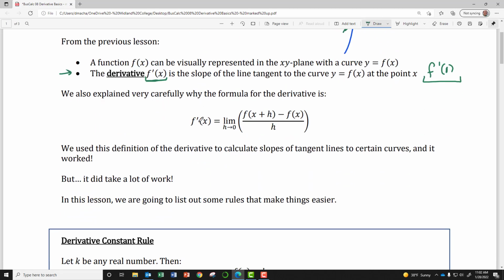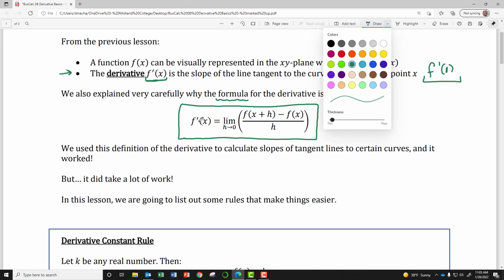We also explained very carefully why we use this formula for the derivative. So here is our formula for the derivative given in a previous lesson, and if you want to know why this would be the formula for the derivative, you can go back and watch those again. And what we did is we used this definition of the derivative to calculate slopes of tangent lines to certain curves. We did, I think, 2 or 3 examples of that. And it worked, but it did take a lot of work.